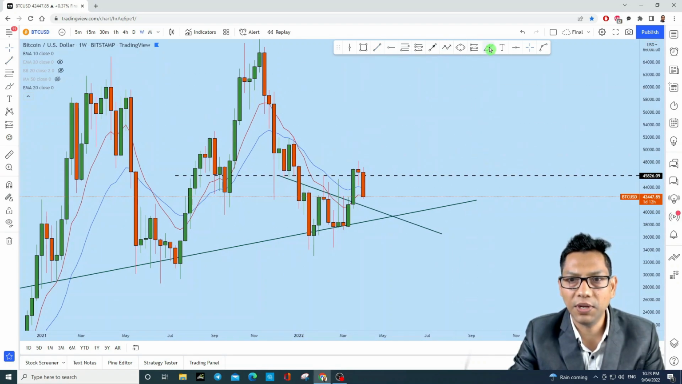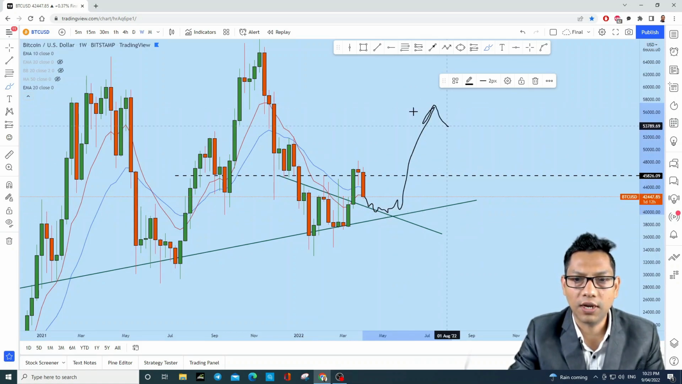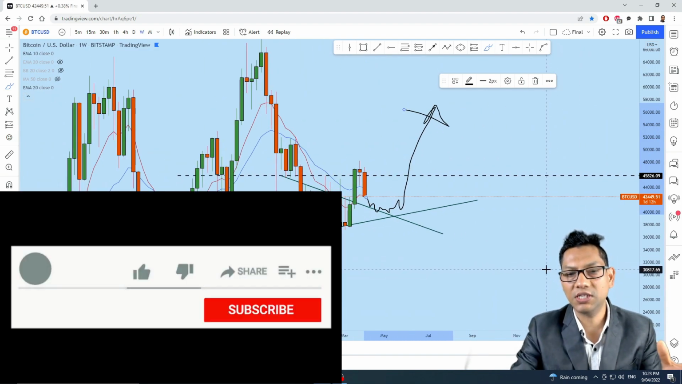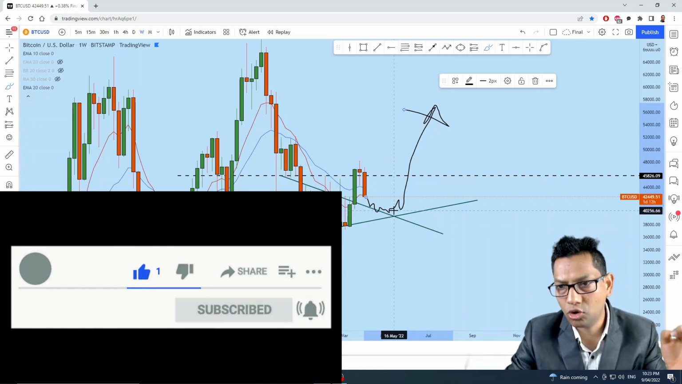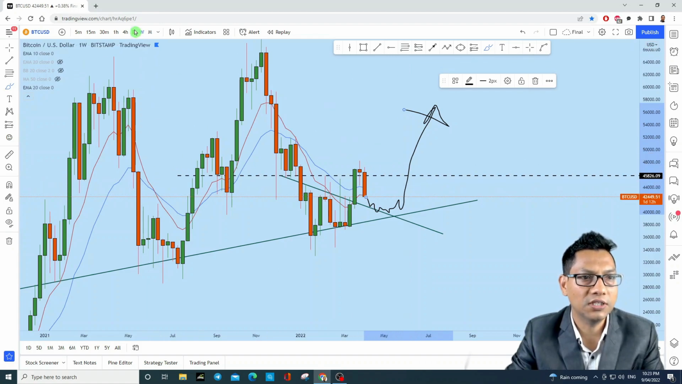So I think BTC USD will drop to this level, test this resistance as a support, and again will create a bullish structure for going to the upside. So this is the situation with BTC USD, and I think it will drop a little further and will create a bullish structure. This is the weekly time frame.